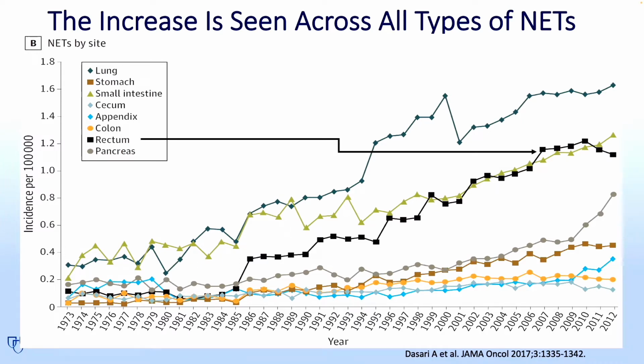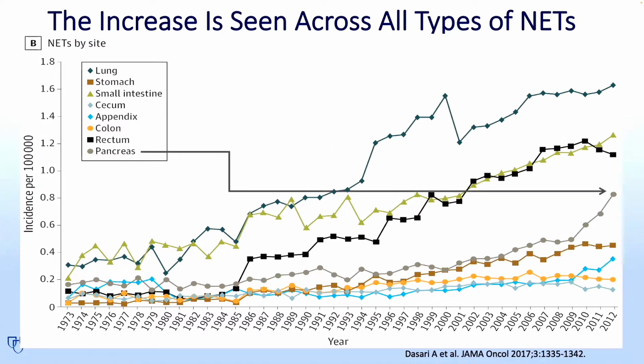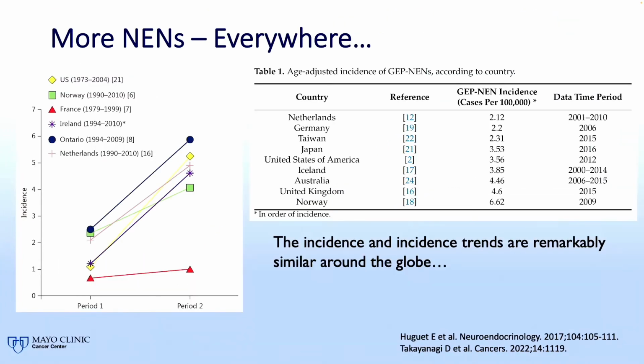Lastly, a particular research interest of mine is the pancreatic neuroendocrine tumors, and you can see that it's not until the last few years that we saw this really sharp increase. And this is everywhere. If you look at the increases over time, we are looking at the US, Norway, France, Ireland, Canada, the Netherlands. These curves are just looking at two different time points, and these time points vary from one study to the next. But what it's meant to show is that wherever you're looking, there is an increase. We're seeing more of these tumors.